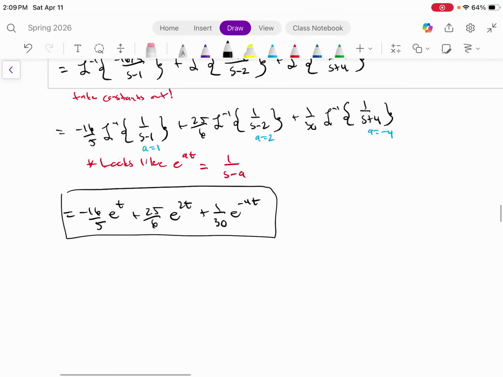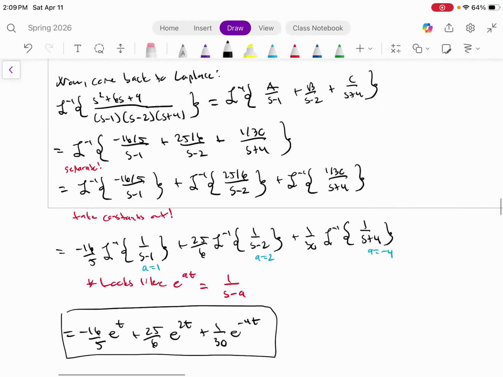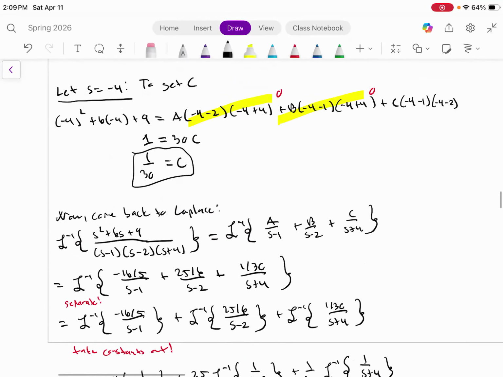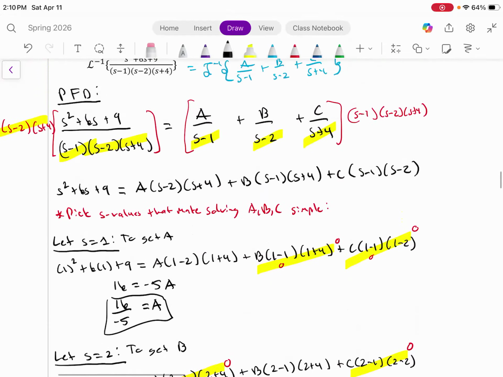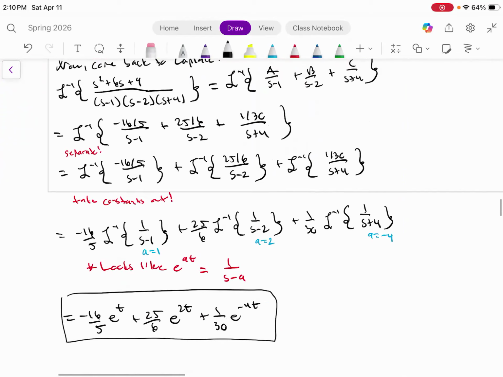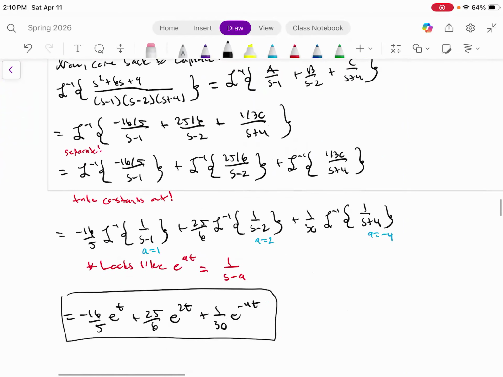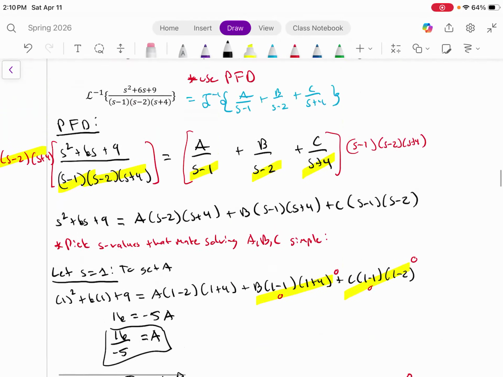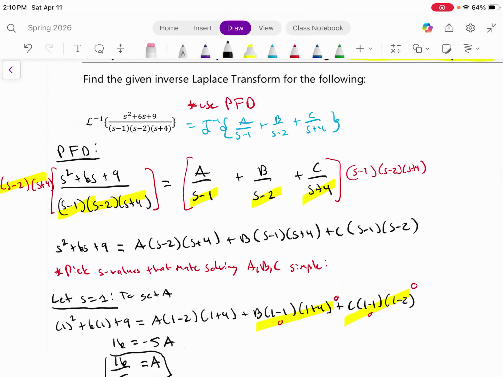Okay, so yeah, quite a bit of work to get to this point. It was really like two problems in one where we had to use partial fraction decomposition and then inverse Laplace to get our final answer. But that's how an inverse Laplace of this type of rational function would be.